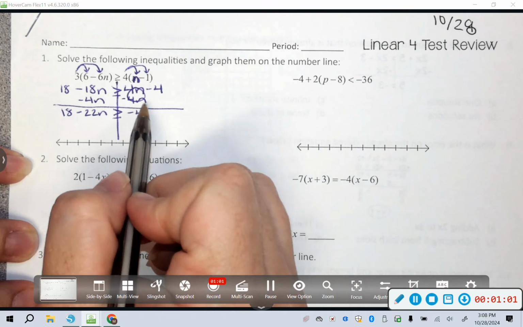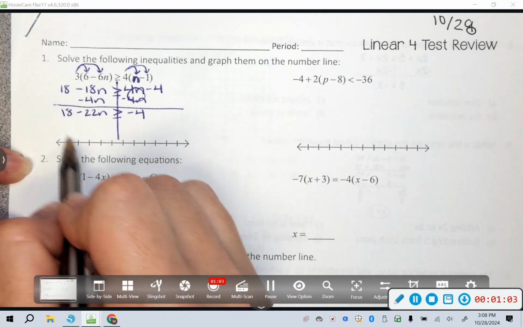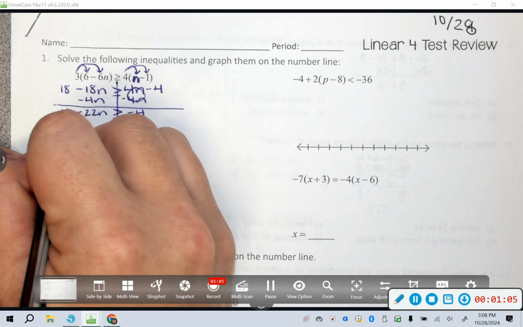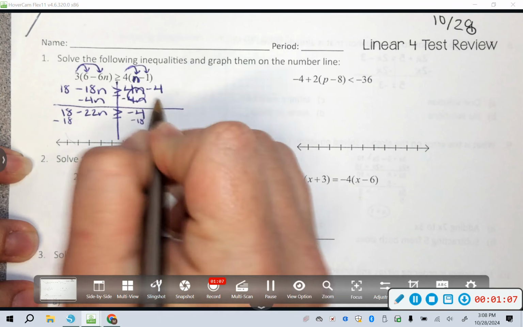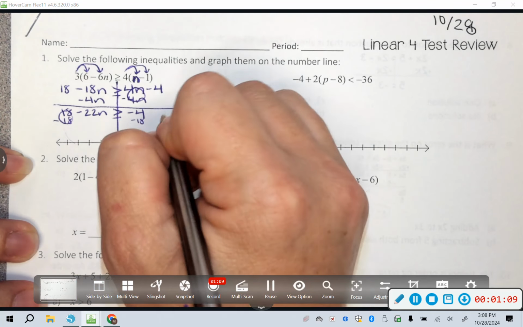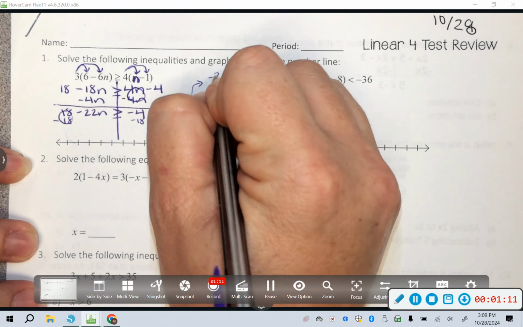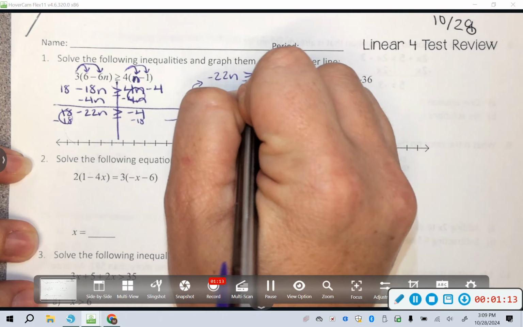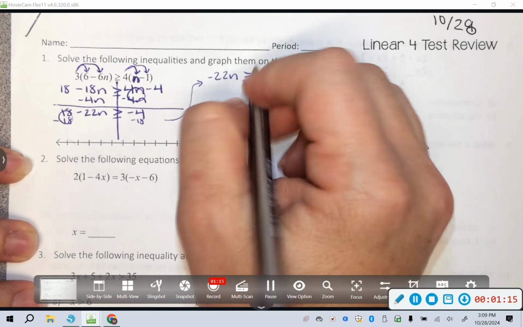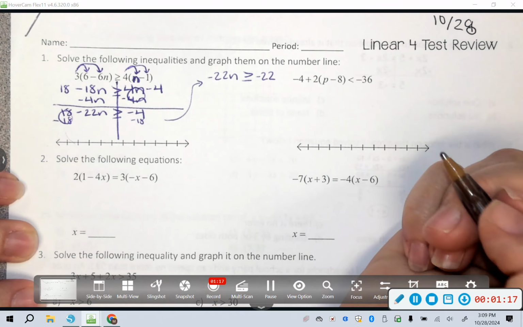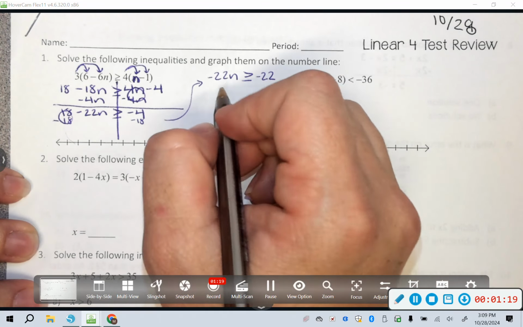So now that I moved the n's to the left, I'm going to move the numbers without n to the right. So minus 18, minus 18. And I'm going to bring this over here. I get negative 22n is greater than or equal to negative 4 minus 18 is negative 22. Well, last step is to divide.